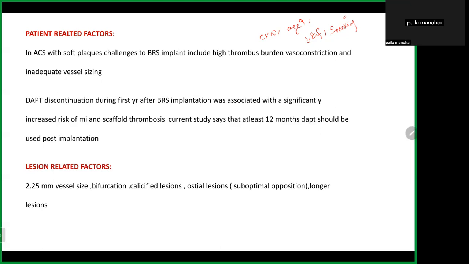And lesion-related factors. In the ABSORB trials 2 and 3, they have mentioned clearly that a 2.2 mm vessel size has a high risk of scaffold thrombosis. It should not be used in bifurcation lesions, calcified lesions, and ostial lesions because of suboptimal apposition. And in longer lesions, it should be avoided.